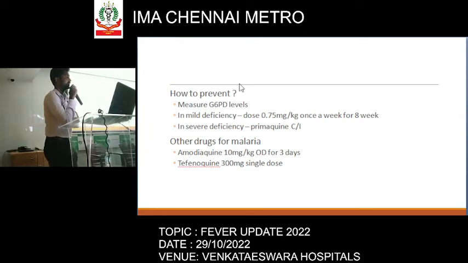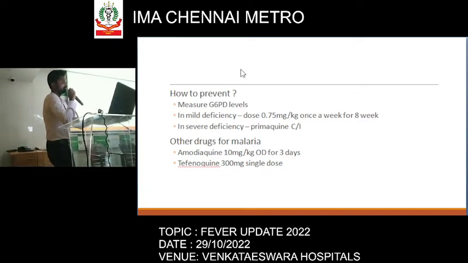So how to prevent this? In foreign countries, they measure G6PD levels for the patient, and only then do they give primaquine. Currently it is not routinely done here. In a mild deficiency, we can give primaquine, however at a different dose: 0.75 mg per kg once a week for 8 weeks. In severe deficiency, primaquine is definitely contraindicated.